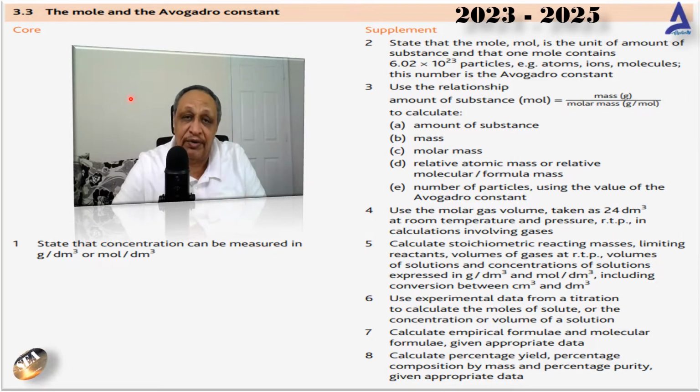So let us go and see what is going on, and you can revise each one of these and know that this part is for the core students, while this one plus those 8 items are for the supplement.